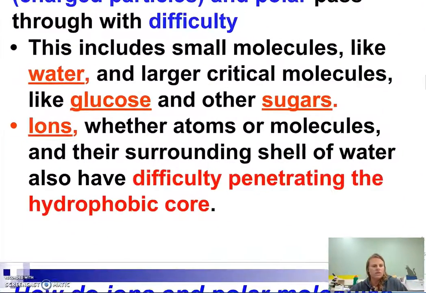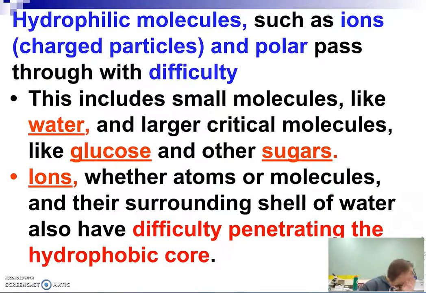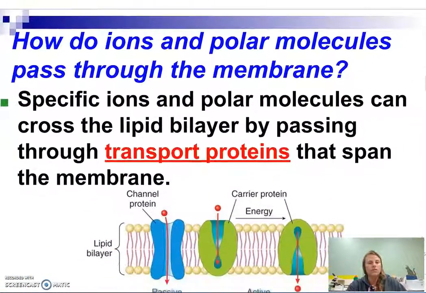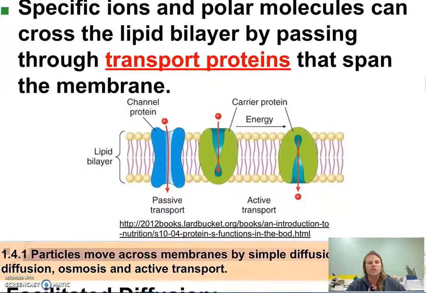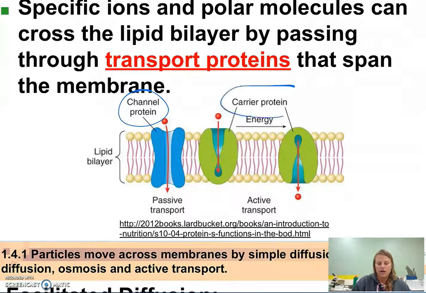However, hydrophilic molecules, such as ions, which are charged particles, and they're polar, travel through with difficulty. So this includes water. It also includes glucose and other sugars, and ions, which are those charged particles. They're going to have difficulty penetrating the hydrophobic core. So how do they make it through the membrane? They make it through the membrane via transport proteins, through either a channel protein or through a carrier protein.